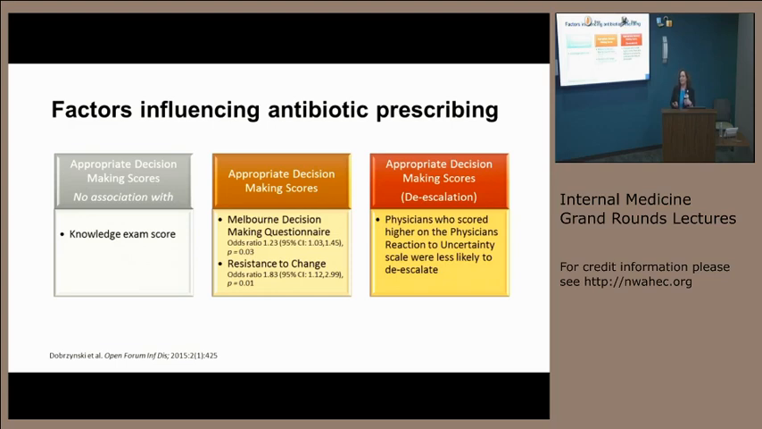And then a kind of surprising finding on the resistance to change inventory: people who scored highly for having cognitive rigidity had much higher appropriate decision-making scores. And so I'm not sure why that might be, other than maybe they wanted to follow guidelines or feel comfortable following guidelines more. And then in terms of de-escalation decisions, physicians who scored high on the reaction to uncertainty, so they found uncertainty very uncomfortable, were less likely to de-escalate. So that kind of makes sense.